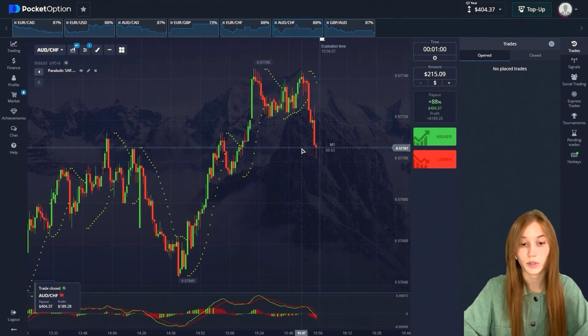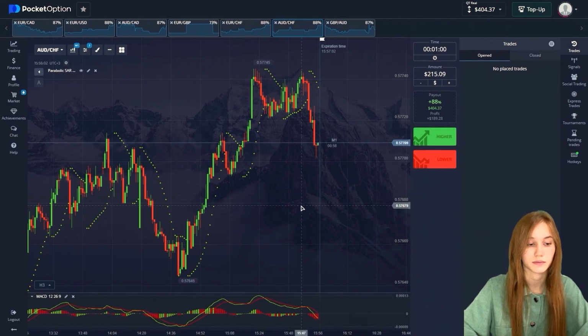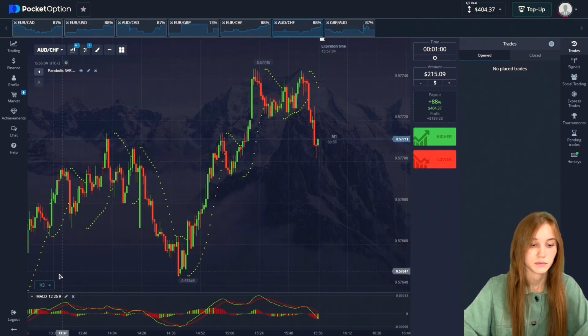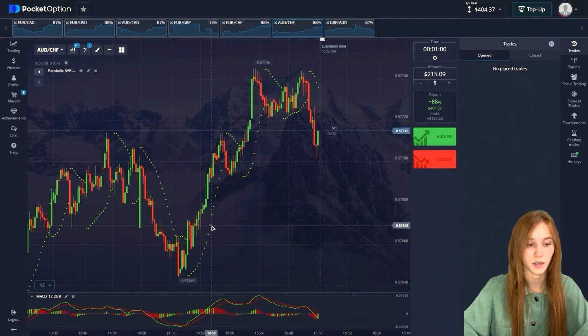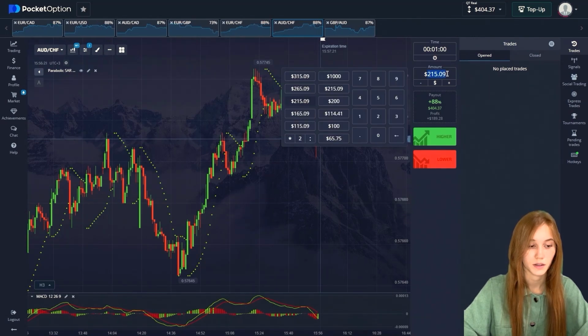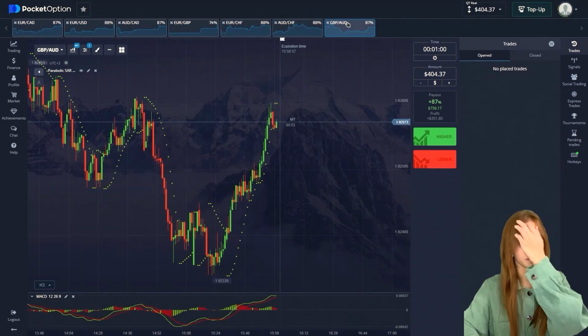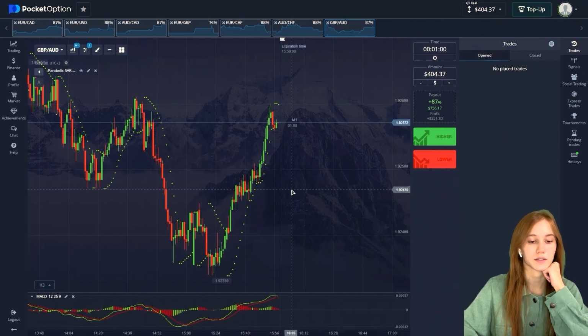I don't remember our profits, but we increase our balance. So our balance is $44.37. It's necessary for the moment to increase it. And we move on to the next concept. Here we are. Let's open down deal and start our technical analysis.